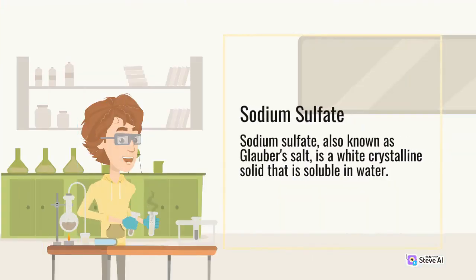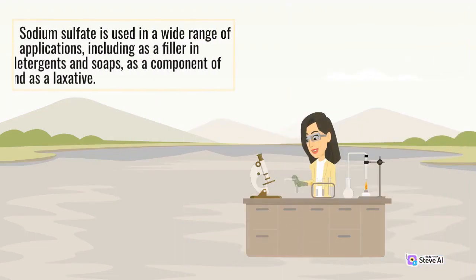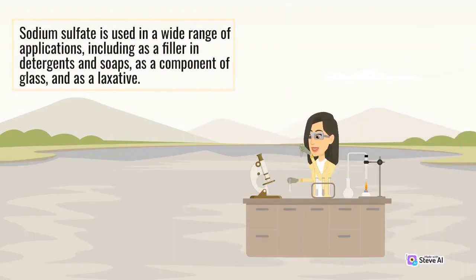Sodium sulfate. Sodium sulfate, also known as Glauber's salt, is a white crystalline solid that is soluble in water. Sodium sulfate is used in a wide range of applications, including as a filler in detergents and soaps, as a component of glass, and as a laxative.